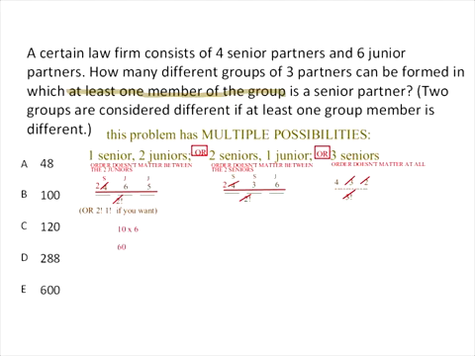This is just 6 times 6. That's 36. This is just 4. So the final answer we wind up with is 60 plus 36 plus 4, which is 100.